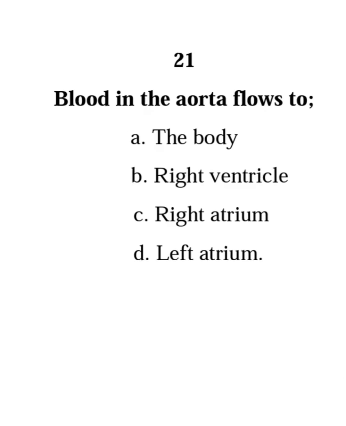Number 21. Blood in the aorta flows to the body, right ventricle, right atrium, left atrium. The correct answer is the body. So blood in the aorta flows to the entire body.